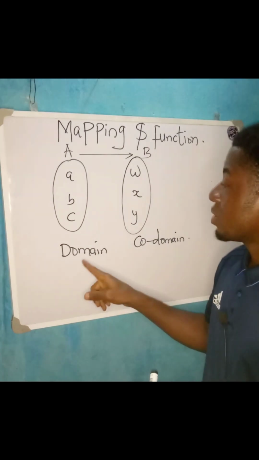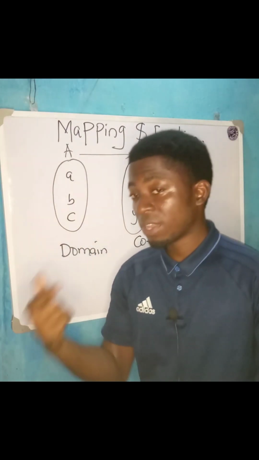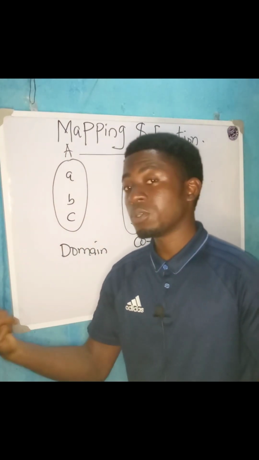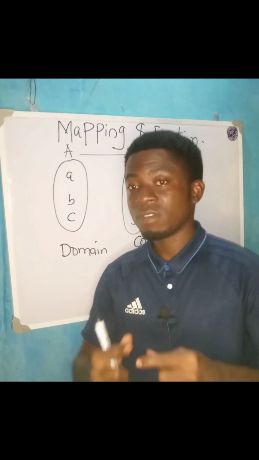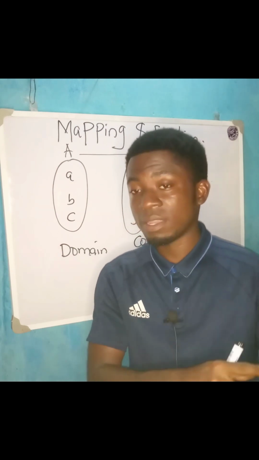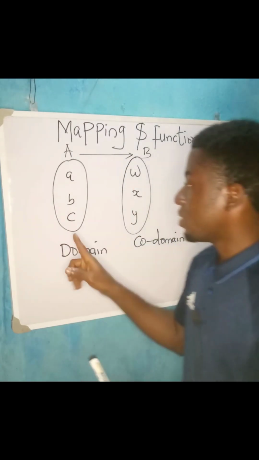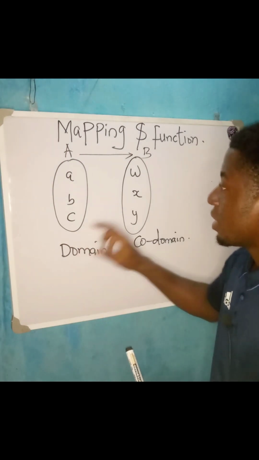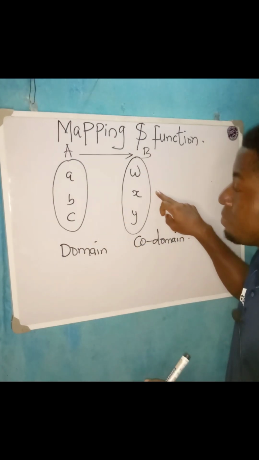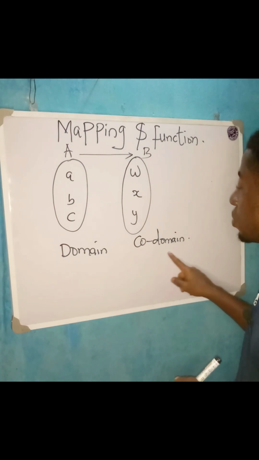And when you hear domain, you're definitely going to have what we call the codomain. The codomain is where the images of the elements in the domain are found. So this is the domain. The images of the elements in this domain are found in B, which is called the codomain.